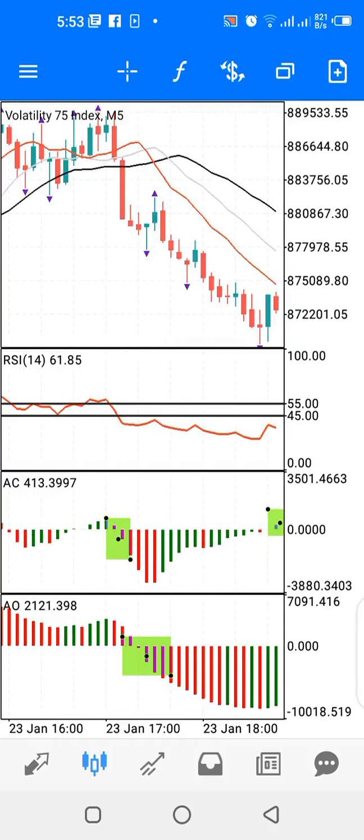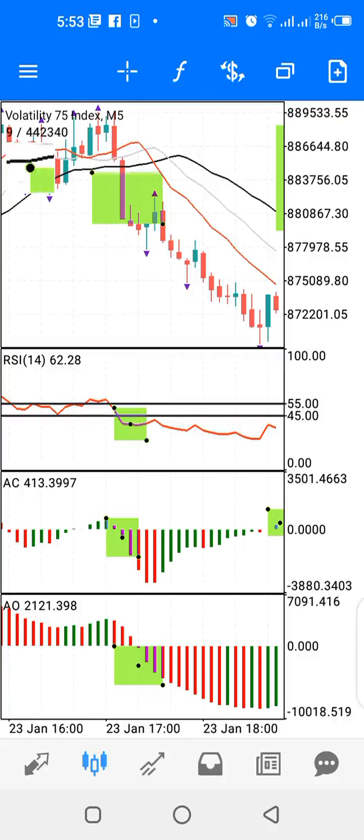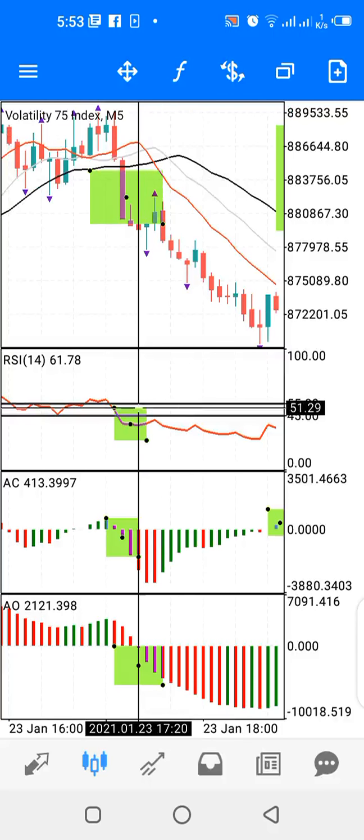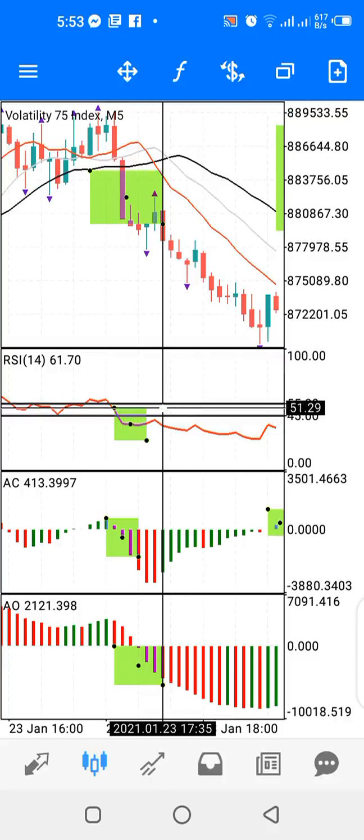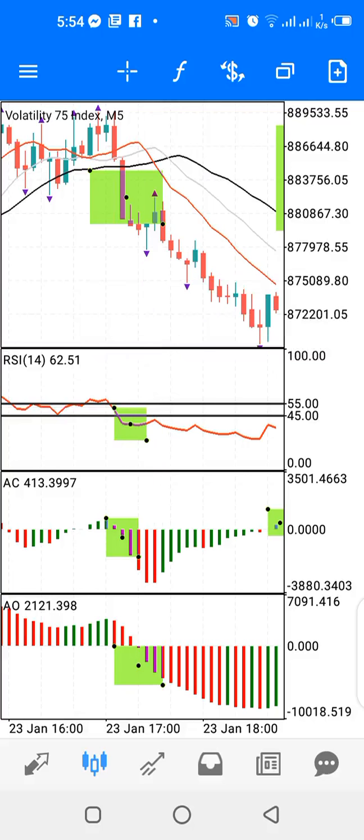All right, another situation: sell signal, sell signal, sell signal, and also sell signal. Also sell signal. Get the alignment of all signals and enter your sell trade. So that's that for this strategy. It's a simple one, easy to understand.